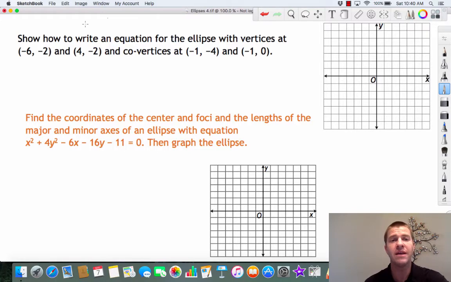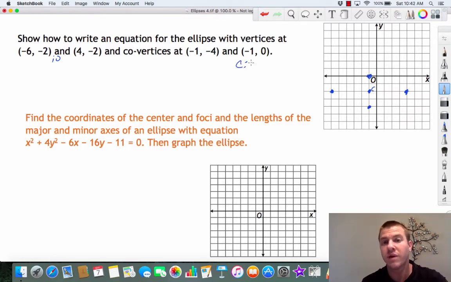So they're giving me the vertices and co-vertices, and I need to write the equation. I always like to just draw it out. You can find the midpoints using the midpoint formula. So here are my vertices. That's my major axis, which if you count 1, 2, 3, 4, 5, 6, 7, 8, 9, 10, that's a distance of 10. And my minor axis is -1, -4, and -1, 0. And the center is going to be where they intersect, which is here.